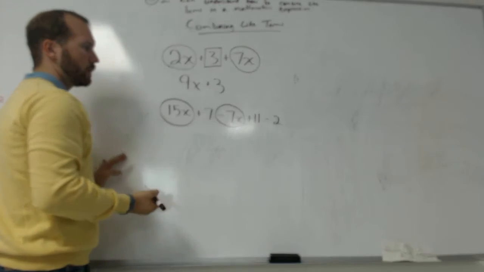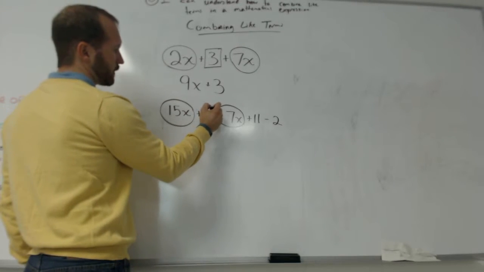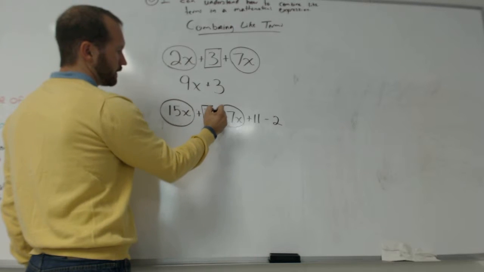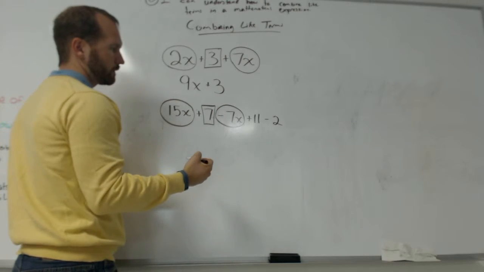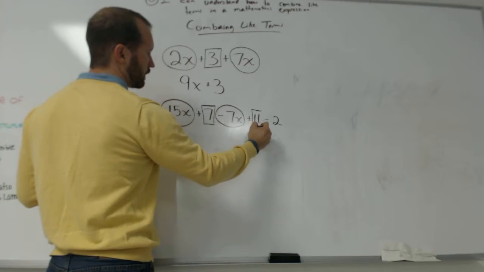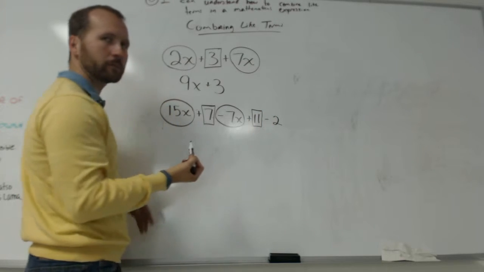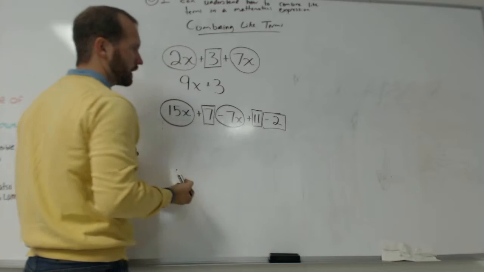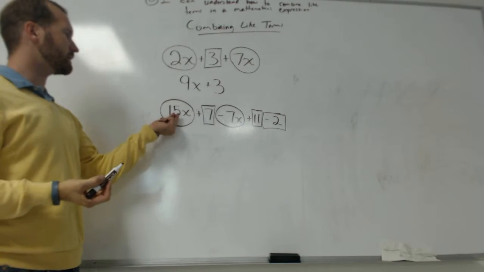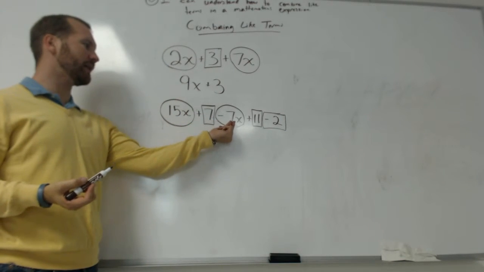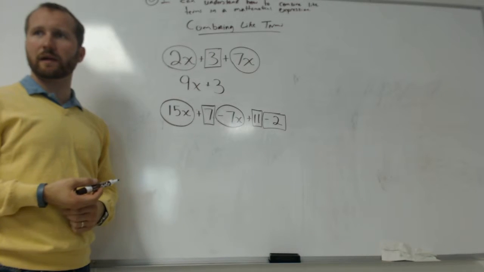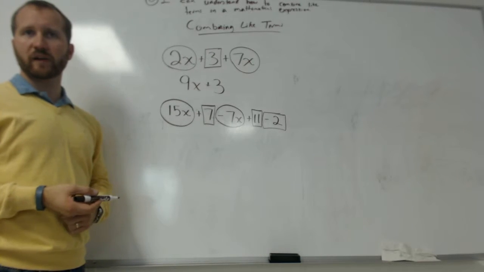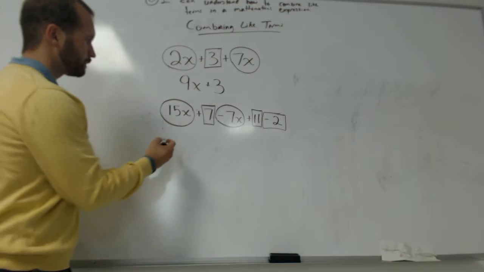Okay? What are my constant terms? I'm going to put them in boxes. I have 7. What's the next one? 11. Is it 2? No, it's minus 2. Or, like Jake said, negative 2. Okay, so let's deal with the x's. I have 15x minus 7x. What does that leave me with if I combine those two like terms?